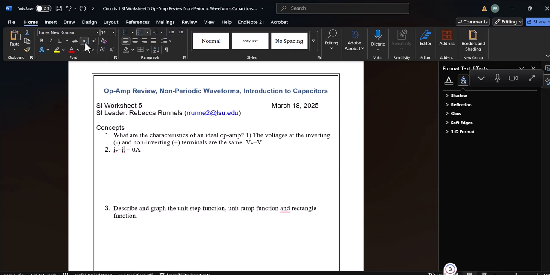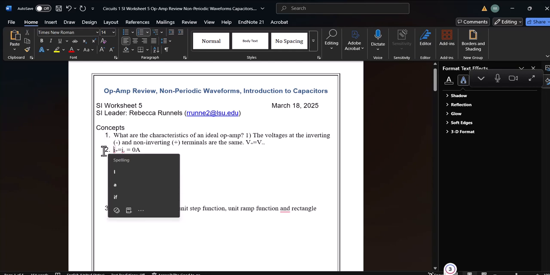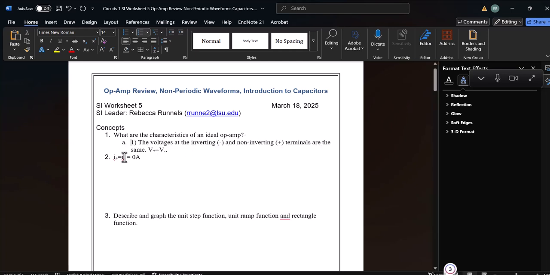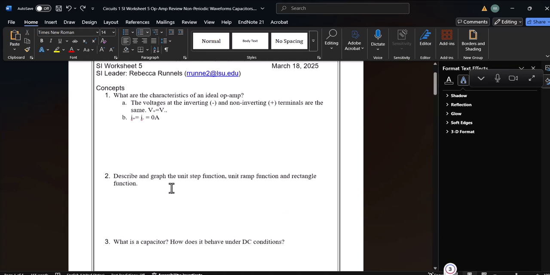I'm trying to think what else. So the others I don't think are as important for solving the ideal amp problems. The internal resistance is infinite, but that's just because that's what you use when you say that the currents into them are 0. And we'll see how we use this when we do some examples. So that's the main thing.